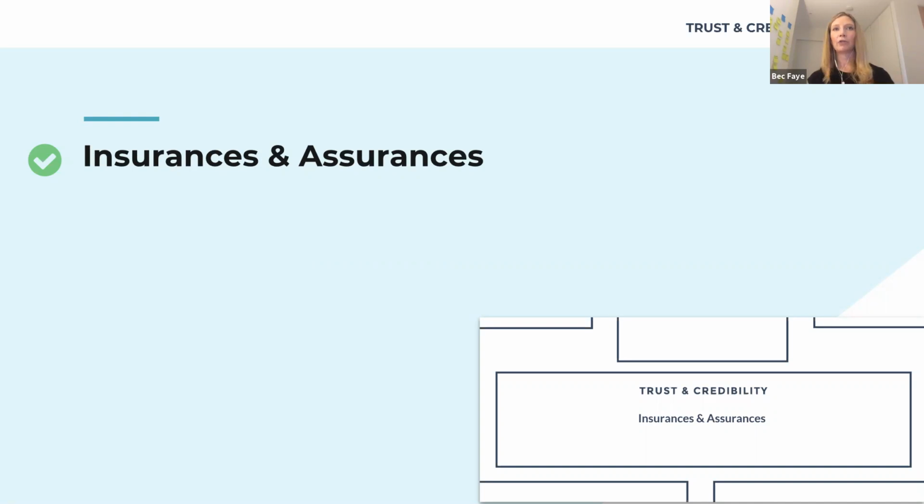Insurances and assurances. So again, we know things like Airbnb have their insurance to cover you as a host, to help you feel more comfortable in people staying within your house.